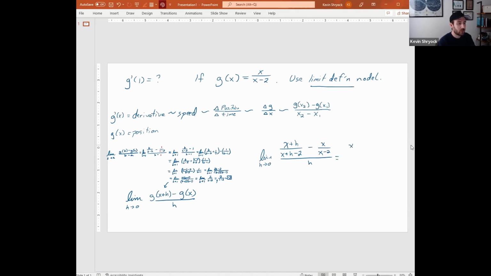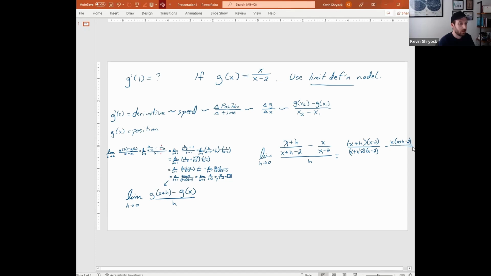That would be x plus h times x minus 2 on the top, as well as on the bottom, x plus h minus 2 and then the x minus 2. So that's the common denominator for the first part. On the second one, I need to multiply by x and then x plus h minus 2 on both the top and bottom. It gets crazy, but thankfully we don't actually have to distribute any of it, because we're trying to look for how it will cancel.